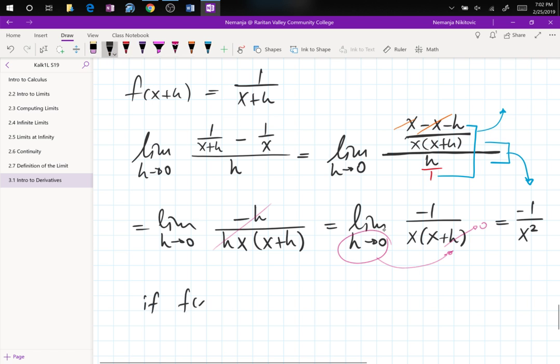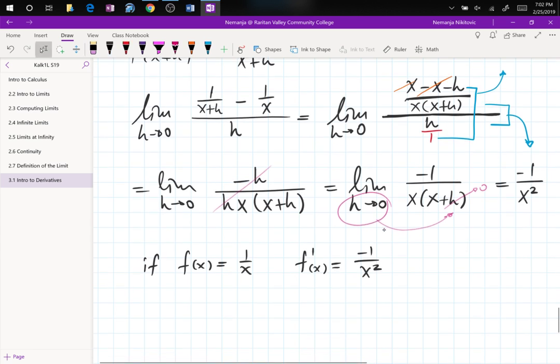So we say if f of x is equal to 1 over x, the derivative f prime of x, that's the notation, is negative 1 over x squared. Now you provide me with an x value. I will give you the tangent line slope instantly. 3, negative 1 over 9. Half, negative 4. Right? Whatever value you give me, I immediately plug that in for x, and I compute the tangent line slope instantly.